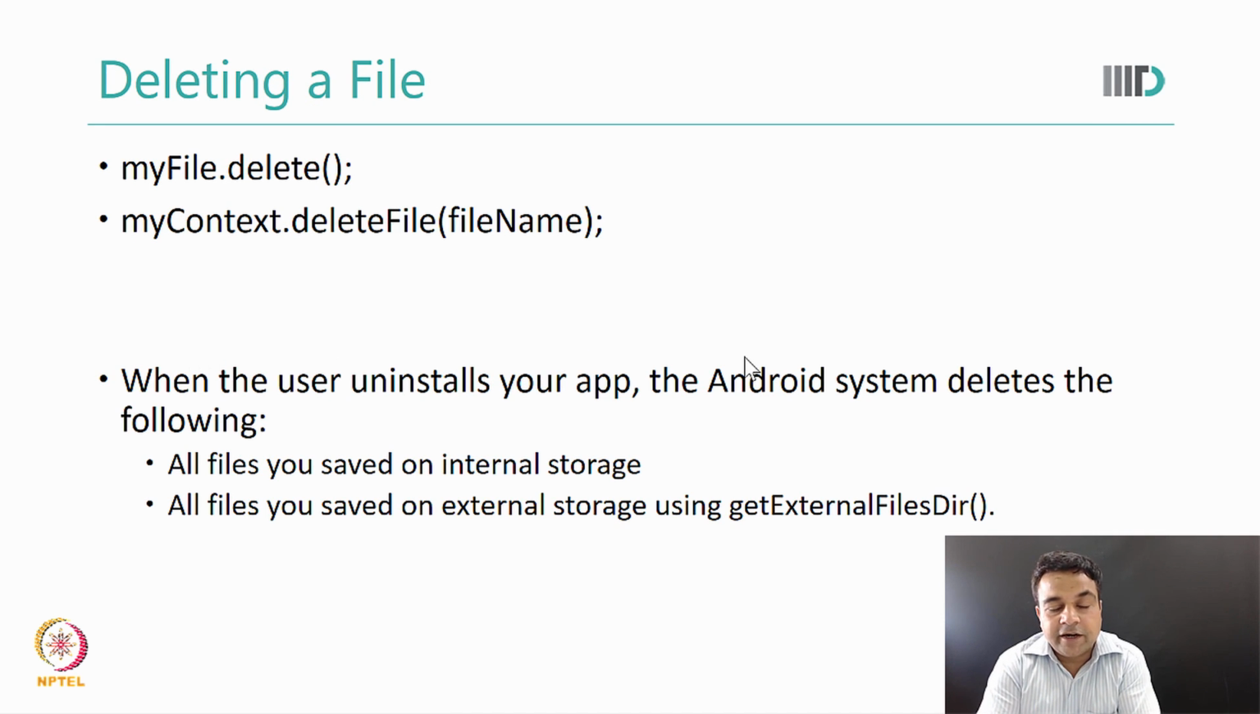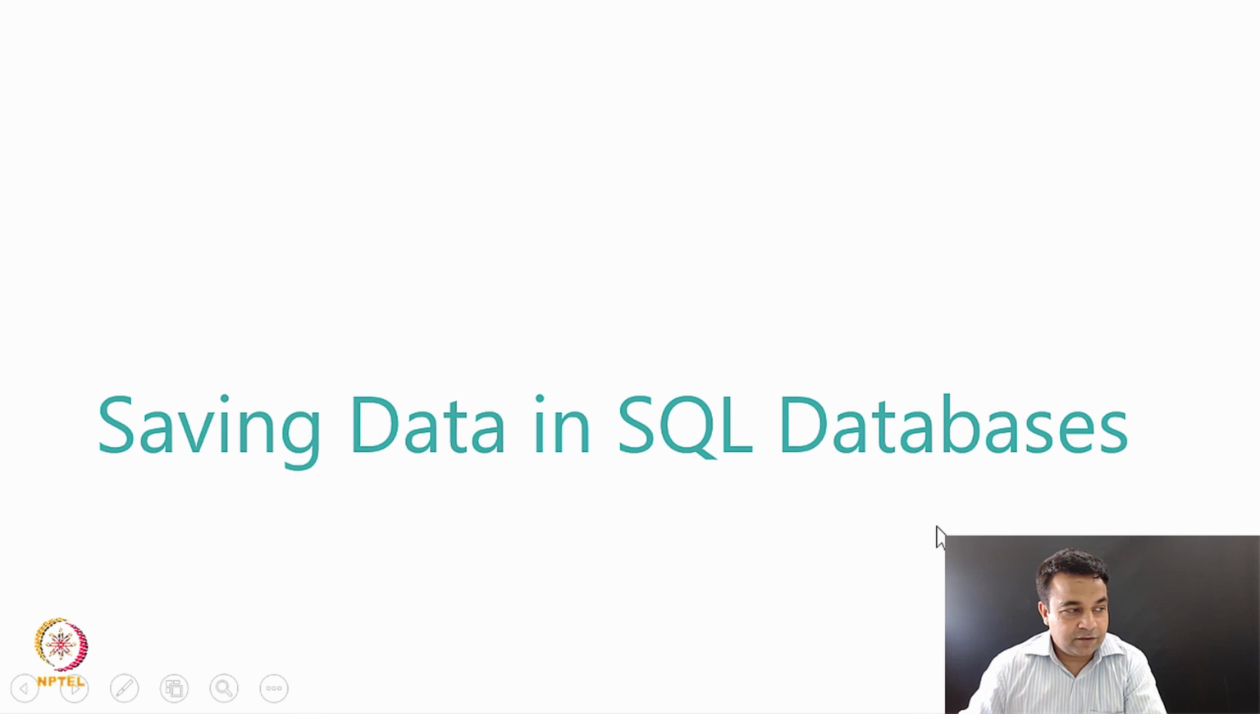Then the next is deleting a file. Again, it is very easy. You just call a method called delete or delete file and pass the file name, and then it deletes the file. Similarly, as told earlier, if the user uninstalls your app, then the Android system will delete, number one, all files you saved on internal storage, and all files you saved on external storage using external files directory.